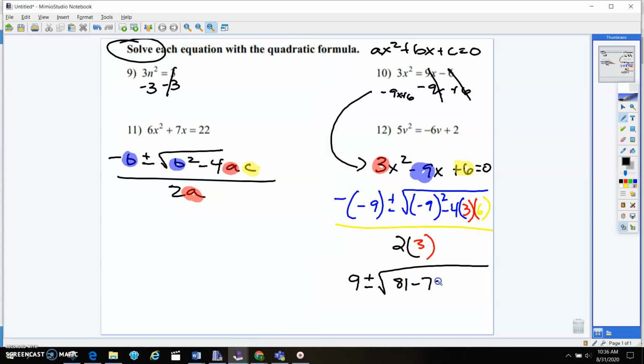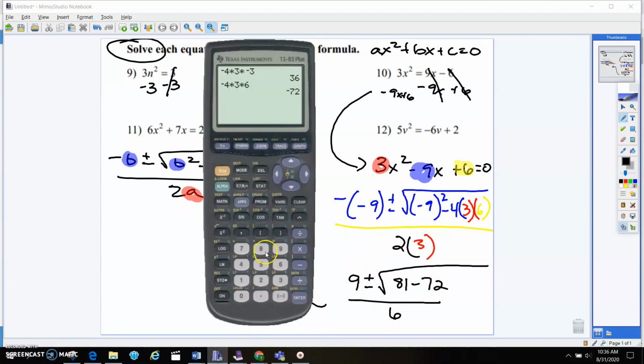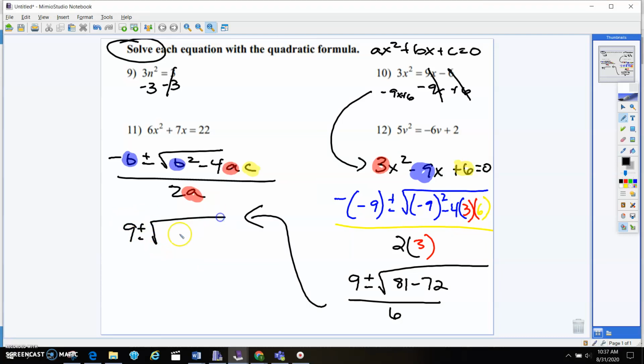Okay? And then down here, we've got negative 4 times 3 times 6, which is going to give us negative 72, over 2 times 3, which is 6. So we can still simplify what's underneath that radical. So we've got 81 minus 72, which is going to give us 9. Okay, so 9 plus or minus the square root of 9, all over 6.